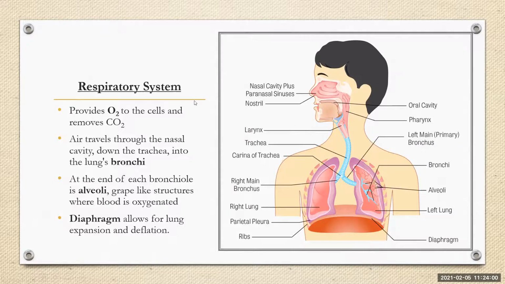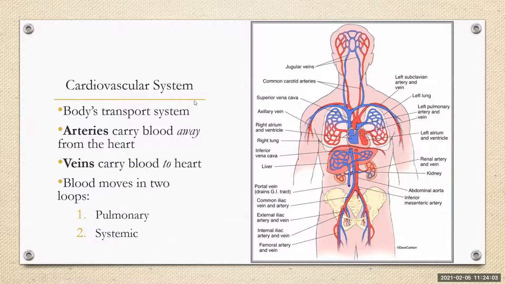Okay, moving on. So this is the cardiovascular system. The cardiovascular system is the body's transport system. So it's essentially how the body transports nutrients around the body and also transports waste. The difference is arteries carry blood away from the heart, while veins carry blood to the heart. And inside the circulatory system, you have two main loops. You have the pulmonary, which is essentially the movement of blood into the lungs and back, and then systemic, which is the movement of the blood from the heart out to the body and back into the heart.